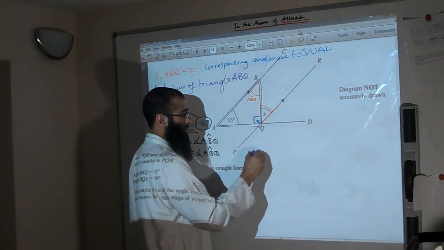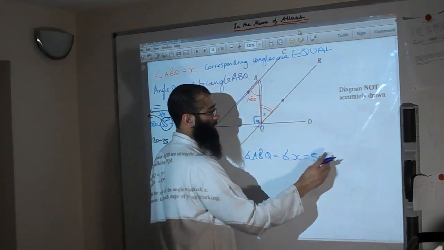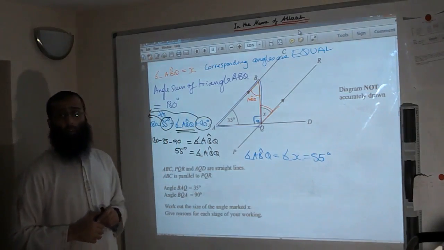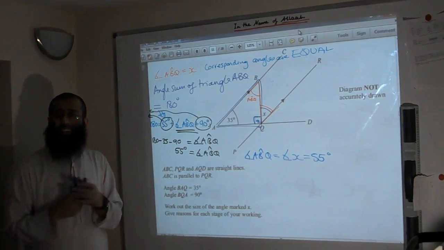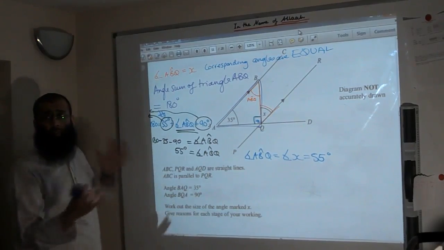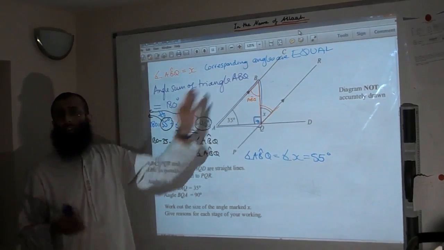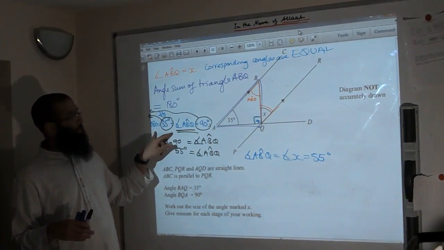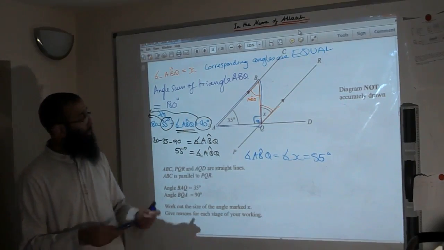Angle ABQ is equal to angle x is equal to 55 degrees. Done. So we now use mathematical proof, mathematical reasoning to explain it. First of all, we've connected this angle with that angle, made a mathematical reasoning, corresponding angles equal. And then we said this triangle here has an angle sum of 180. So then we can work out the missing angle by making a statement and rearranging it. And then once we got that one, we just said this is equal to this one because it's 55.